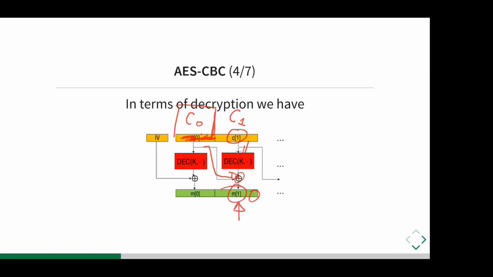But to get M1, I need to manipulate C0. And the same applies for M0. To get M0, I will need to know and manipulate the IV. But this is typically not transmitted; it is implicitly used by server and client, so they are synced with the same one. So this is why we cannot decrypt the first block.